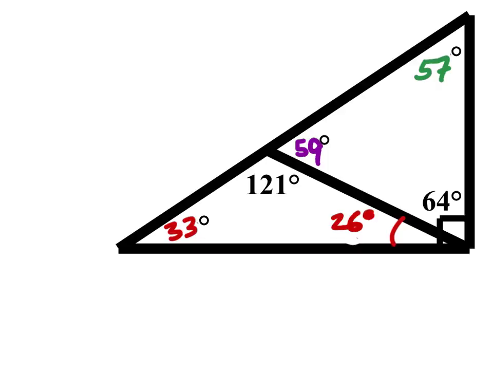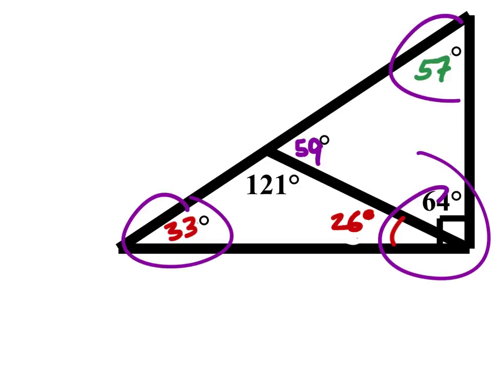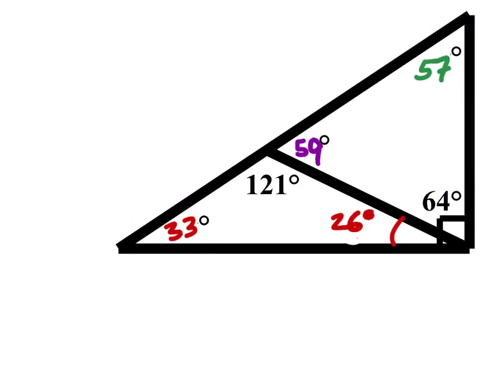Now some of you may have used these three angles to solve for this missing one, but it's not really going to matter. Something else you may want to realize is that if I add this 33 plus the 26, I do get that exterior angle right there as well.